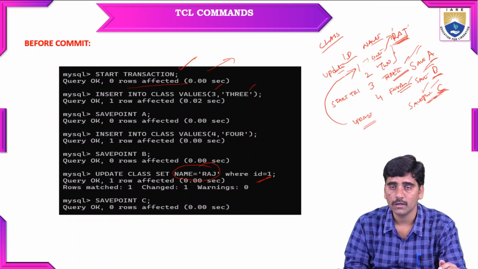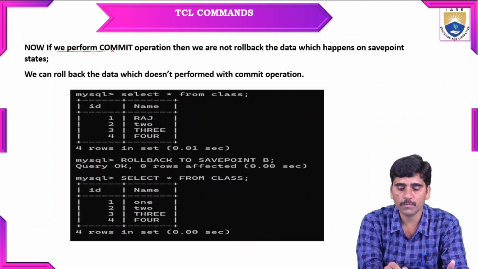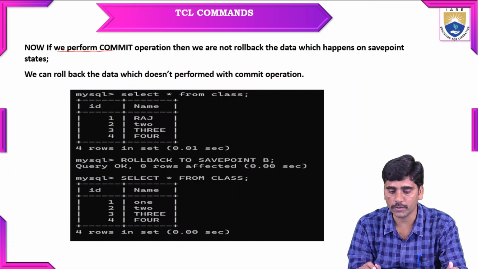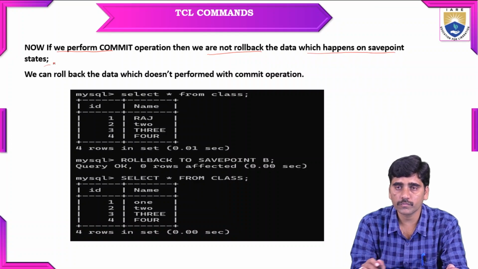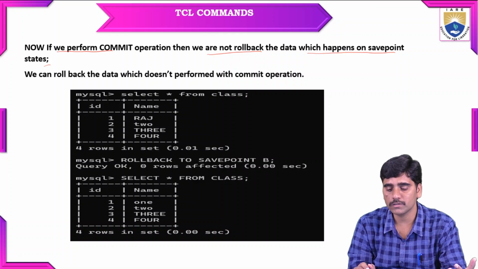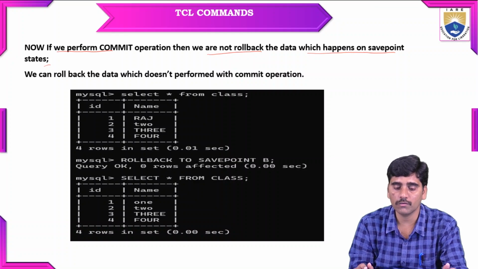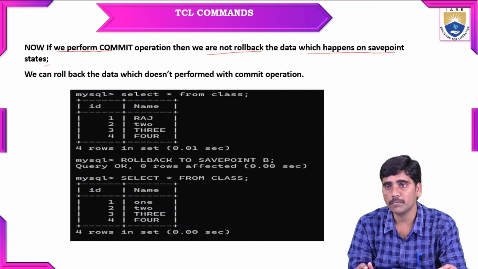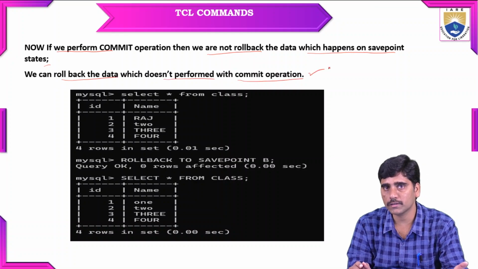So now let us see how that rollback works. If we perform the commit operation, then we cannot roll back the data which happens on save point states. Wherever we created save points and applied data, that cannot be rolled back once we perform the commit operation. Before the commit operation only you can do that. So we can roll back the data right now, which has not been committed.